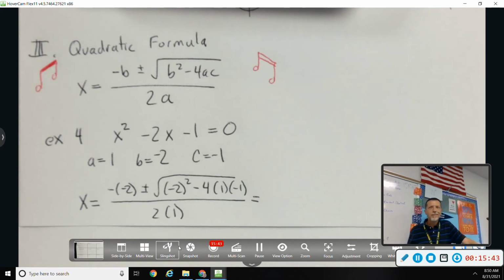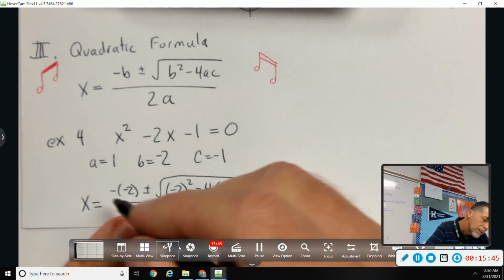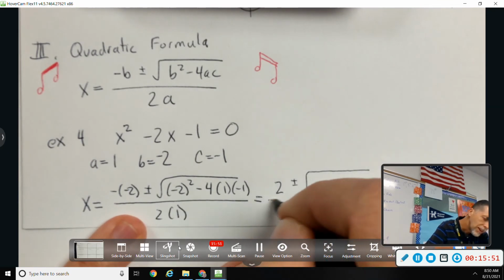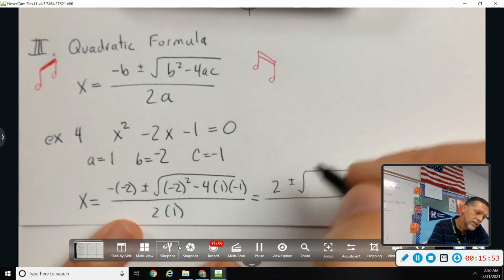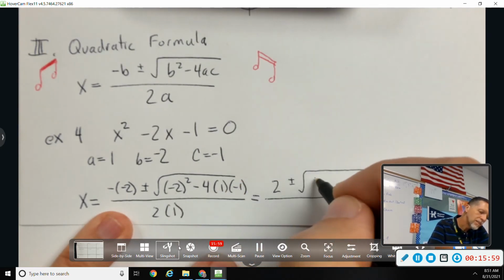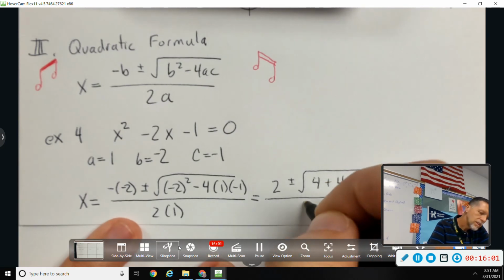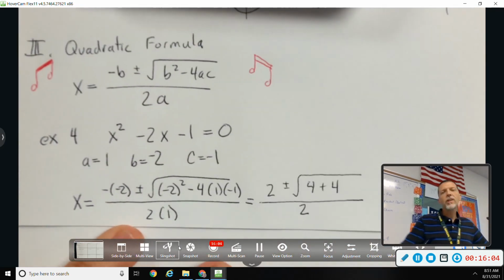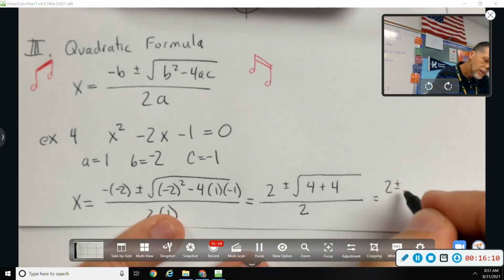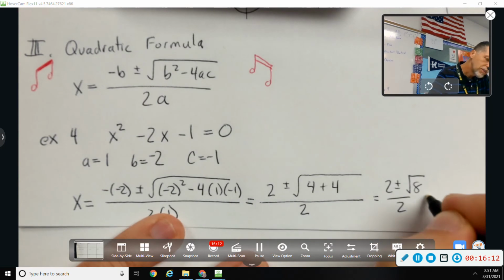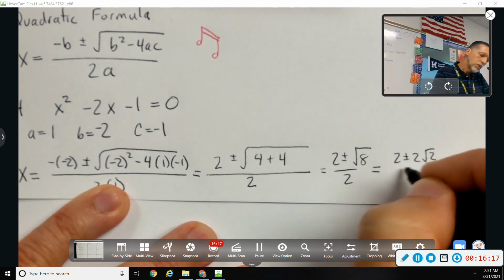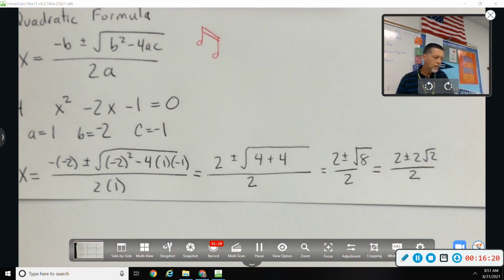Now it's just cleanup. We've done the formula. Negative negative 2 is 2, plus or minus. We've got a lot of stuff going on in there. 4 plus 4, because of the minus minus, all over 2. Careful using the calculator, because you have to put a plus and then you have to put a minus. Don't forget about that. Plus or minus the square root of 8 over 2. The square root of 8 is 2 square root of 2, all over 2.